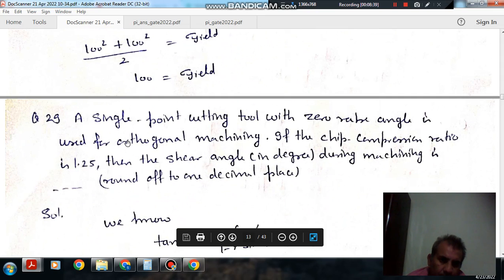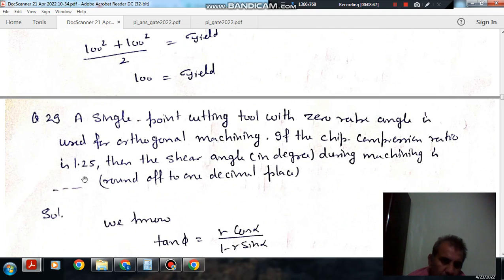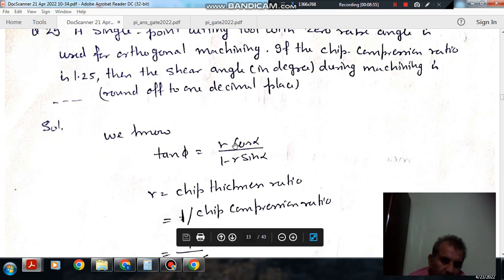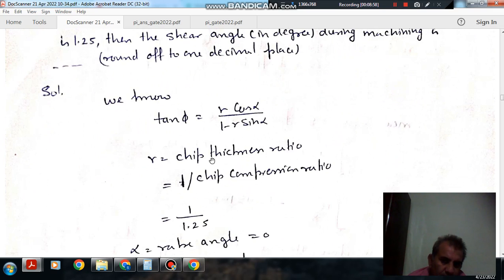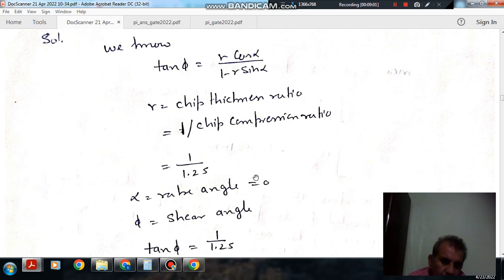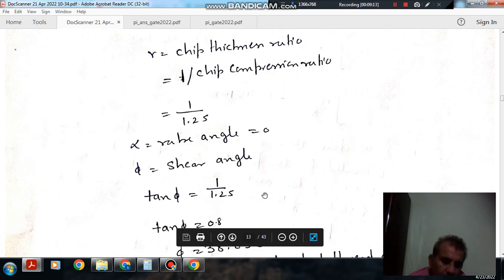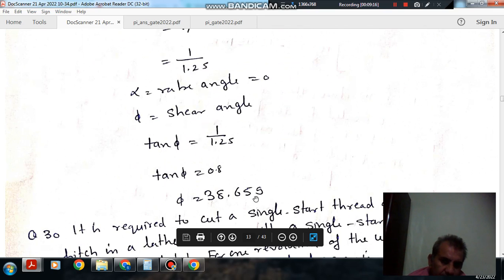Next, a single point cutting tool with zero rake angle is used for orthogonal machining. If the chip compression ratio is 1.25, then the shear angle during machining is dash, round up to 1 decimal. We know that tan phi is equal to r cos alpha divided by 1 minus r sin alpha, where r is the chip thickness ratio, which is the inverse of the chip compression ratio, alpha is the rake angle and phi is the shear angle. By putting in the values, we get tan phi is equal to 1.25, because this angle is 0, so the sine term will be 0 and the denominator will be 1. So phi will be 38.659. So this is the shear angle.